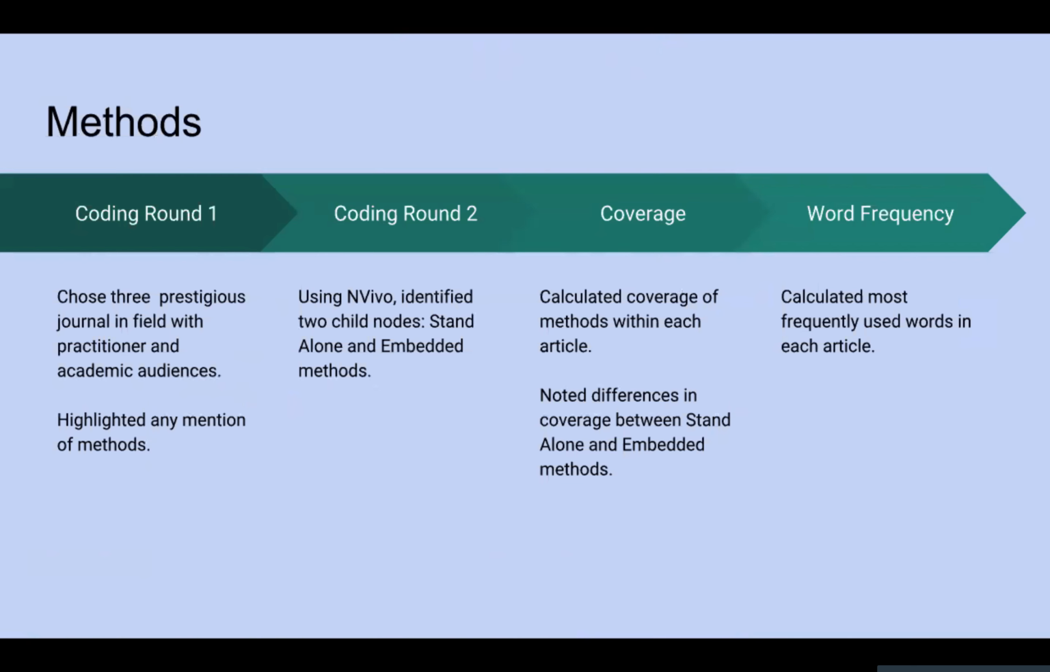So I'm going to get into a little bit of the methods that we used. So we started off with a first round of coding where we chose our corpus first, so the 3 prestigious journals in the field with practitioner and academic audiences. And we highlighted any mention of methods. So we were able to split up the articles that we were taking a look at through 2018 and code them wherever the methods fell.